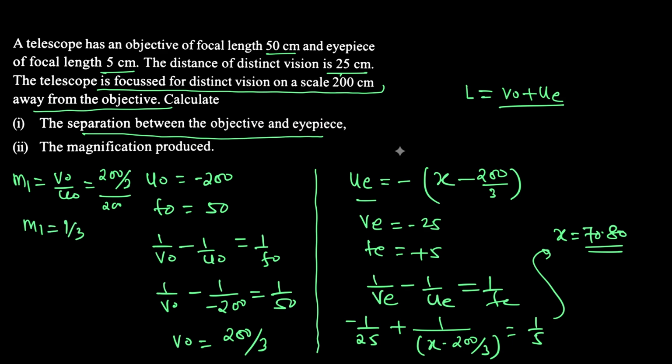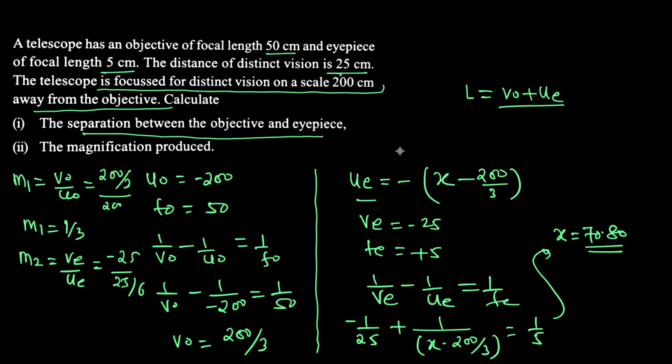And for M2, we can use VE divided by UE. We calculated VE. VE is minus 25. And UE, we calculated it. The UE value is 25 by 6. If I calculate UE using this formula, that will be 25 by 6. And if I solve this one, I will get magnification 6.